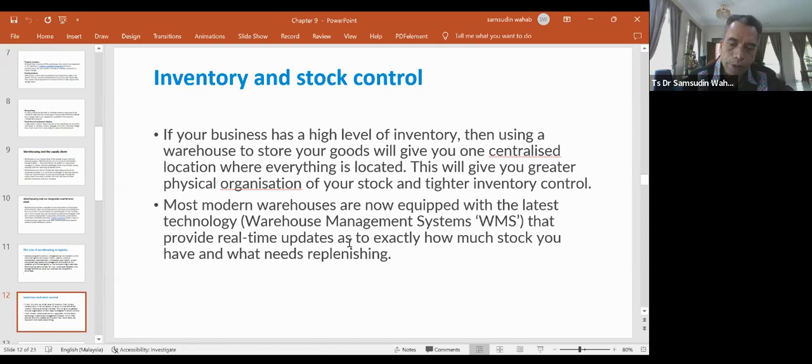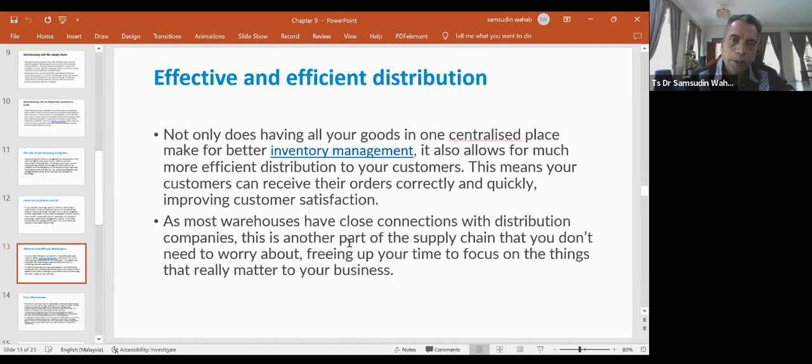Say we have 10,000 pieces. Now 5,000 have already moved from our warehouse, so we need to replenish another 5,000, in order to make full use of the space in this warehouse. Effective and efficient distribution. Not only does having all your goods in one centralized place, it also allows for much more efficient distribution to your customer.